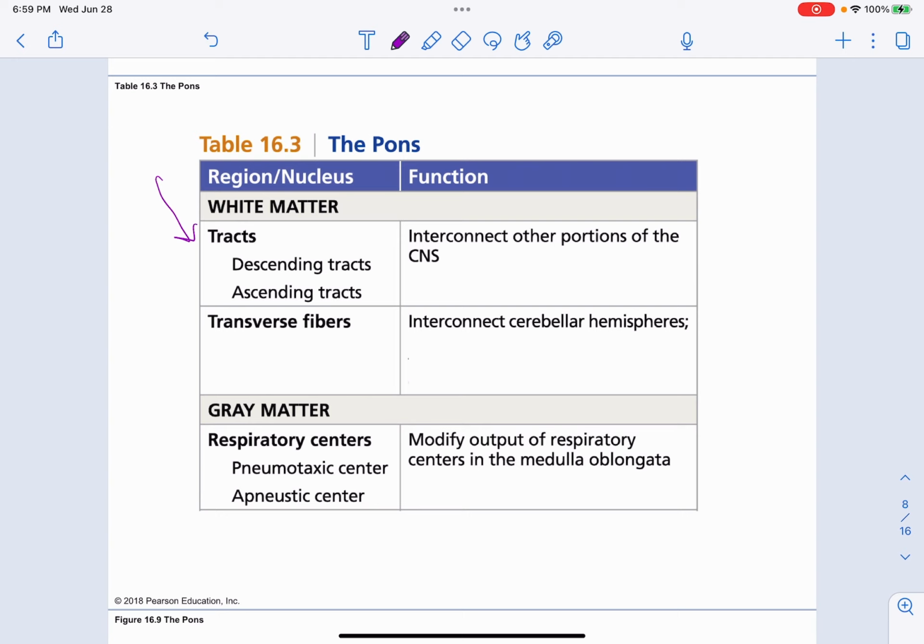So once again, we have white matter tracks that are going up and down. So you have the descending and ascending tracks in the pons, but you have something new here that's very specific to the pons compared to the medulla oblongata. And that is you will start to see transverse fibers. And this is going to cross over to one side of the brain or the other. So because we are bilateral organisms, we need to coordinate the right side of our body with the left side of our body.